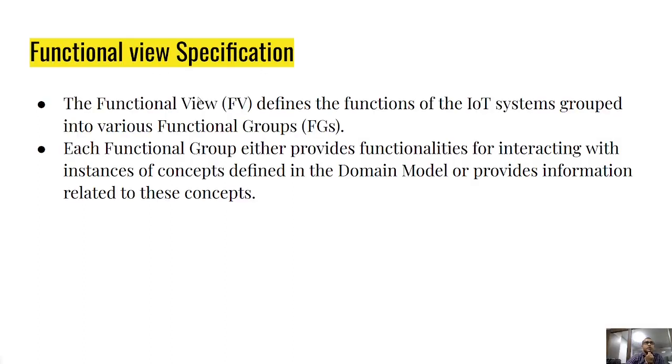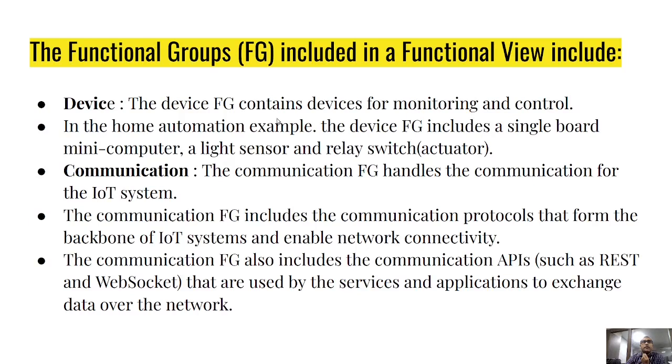The next is the functional view specification, which defines the functions of the IoT systems grouped into various functional groups. So each functional group has its own responsibilities or functionalities for interacting with instances of concepts which are defined in the domain model. So basically, here we are mapping the previously designed domain model specification with the functional groups. So here, as we can see, the first functional group is the device function group, which is responsible for monitoring and control. In the case of our home automation system, the device function group includes the single board mini computer, the light sensor, relay switch, etc.